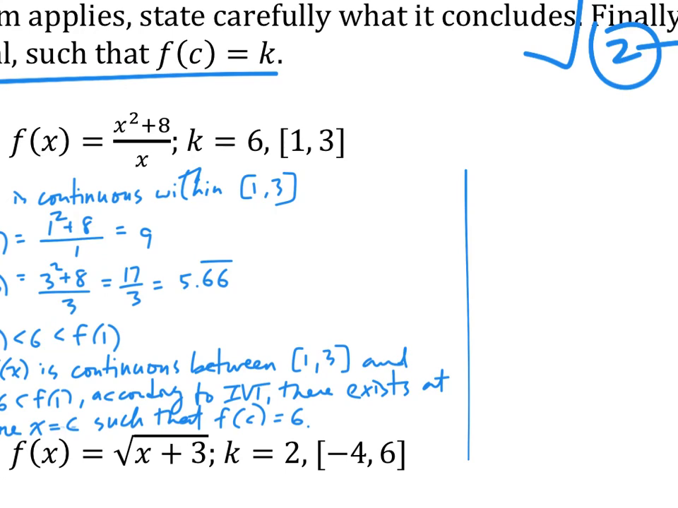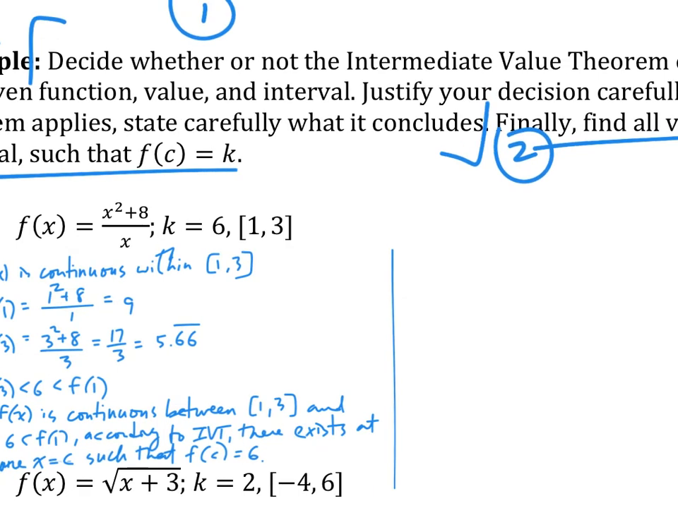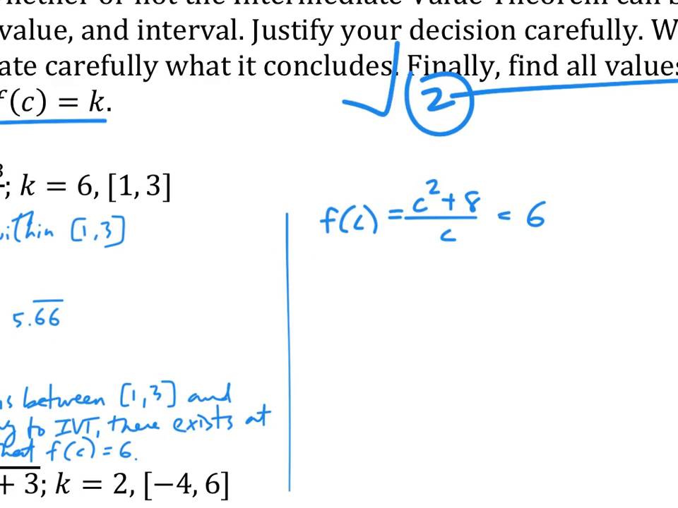Second part. Then what value of x is going to give me 6? Well, that's easy. You would just try to solve. So f of c is going to be c squared plus 8 over c. We know it has to equal 6. We just don't know what c value it is. So we're going to solve. So this one we can do it two ways. One is algebraic. The other one is graphical. So I'm going to show you how to do this algebraically.